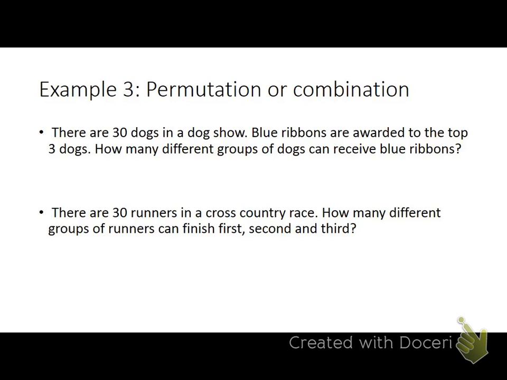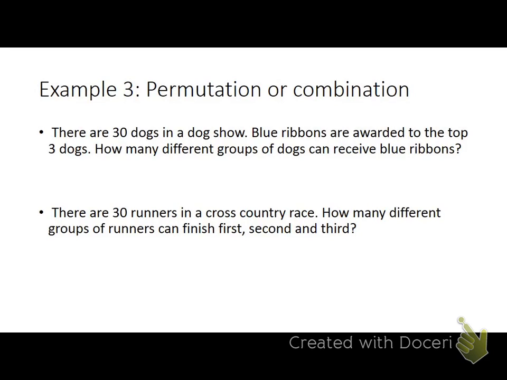Now, here the difference is not so clear. We talked about it last hour. It's hard when you're trying to teach a clear difference, and they both look pretty much the same. Let's read them. There is a difference, though. There's 30 dogs in a dog show. Blue ribbons are awarded to the top 3 dogs. How many different groups of dogs can receive blue ribbons? Now look at the second one. There's 30 runners in a cross-country race. How many different groups of runners can finish first, second, and third? All right, so I want you to decide which one is the combination and which one's the permutation. This one, the difference is not so clear.